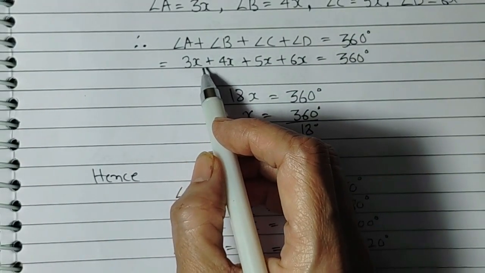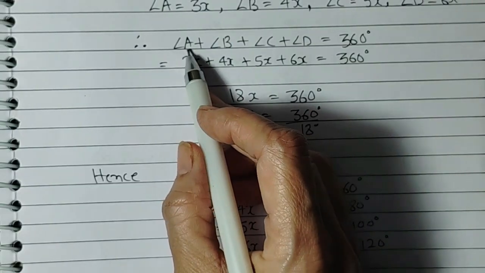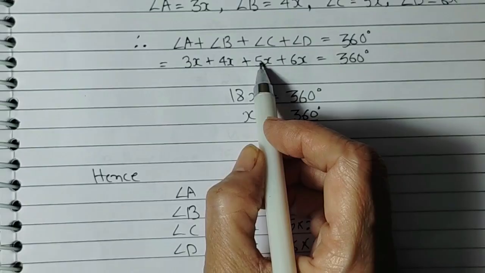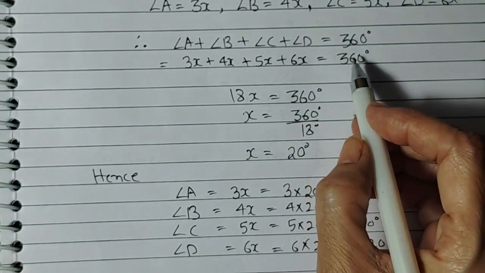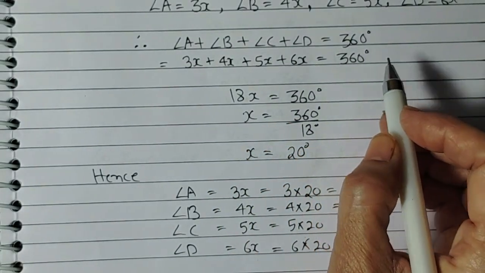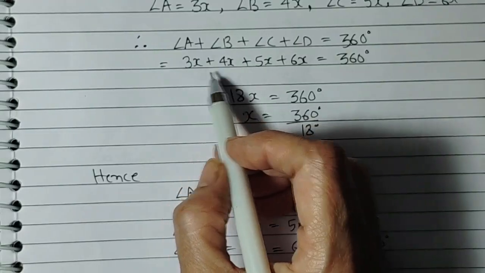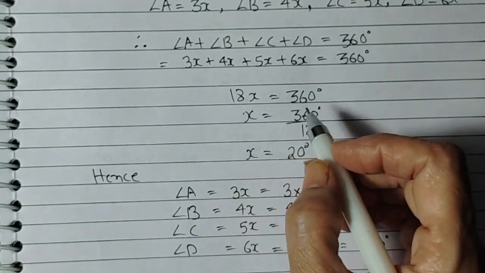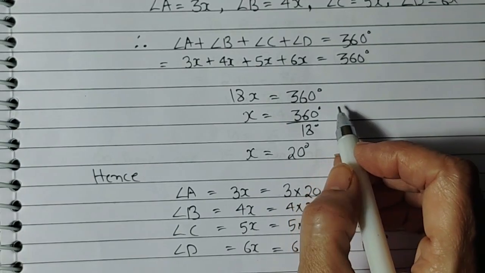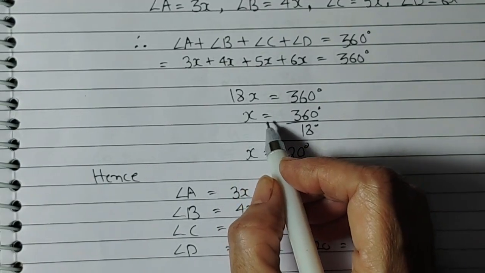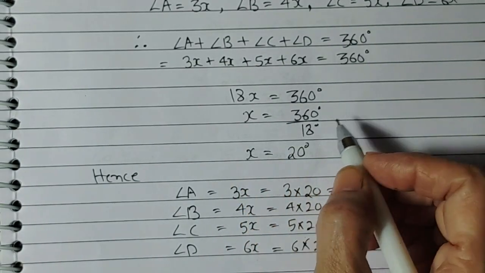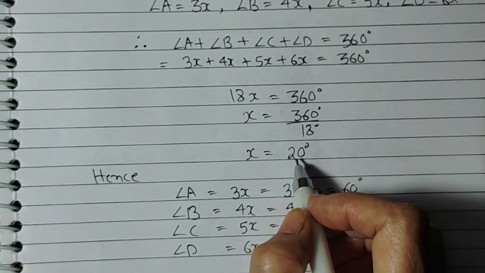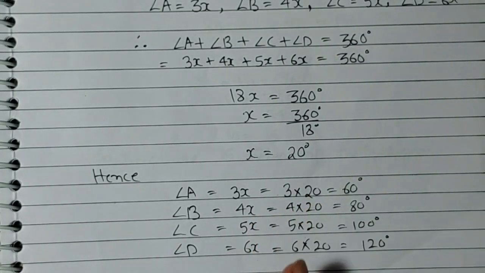Now we will apply the value of x: 3x plus 4x plus 5x plus 6x is equal to 360 degrees. So we add up all these four, and we get 18x, which is equal to 360 degrees. Now x is equal to 360 degrees over 18. So the value of x is 20 degrees.